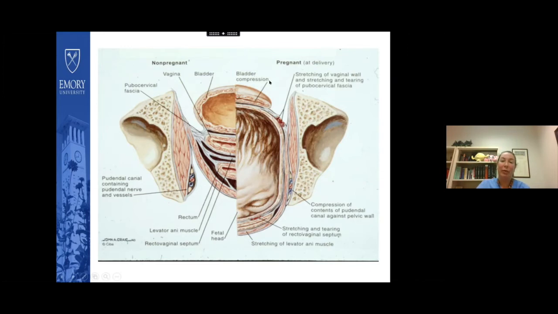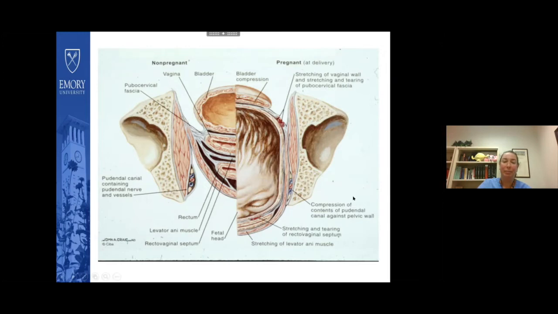Just a side note, why does obstructive labor cause fistulas? This is why, because your pubic bone is right here and your bladder is compressed between two hard surfaces, well, fairly hard surfaces, the baby's head and the pubic bone. If you have an obstructed labor and it's pressed against that for long periods of time, that's how you get a fistula.